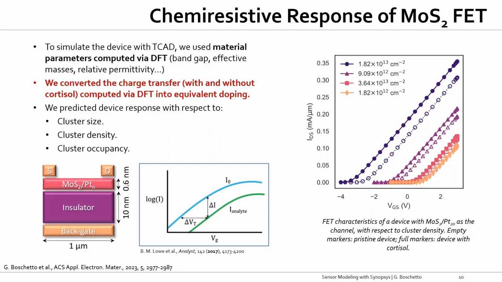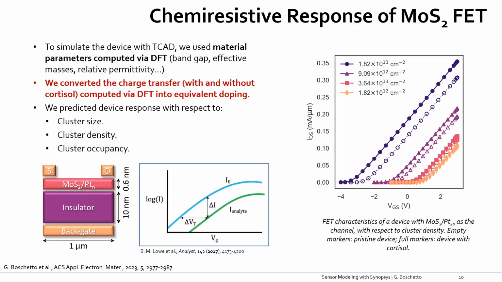Here we focus mainly on 3 factors, which are cluster size, the density, so how many particles are absorbed on top of MoS2, and the cluster occupancy, which is how many particles are actually occupied with cortisol. We predicted the device characteristics, and the plot on the right is an example of this. Here we show the current voltage curve with devices in which the channel was MoS2 with platinum 20. The different curves here represent different cluster densities, and the empty markers refer to the device without cortisol, while full markers refer to the device with cortisol.